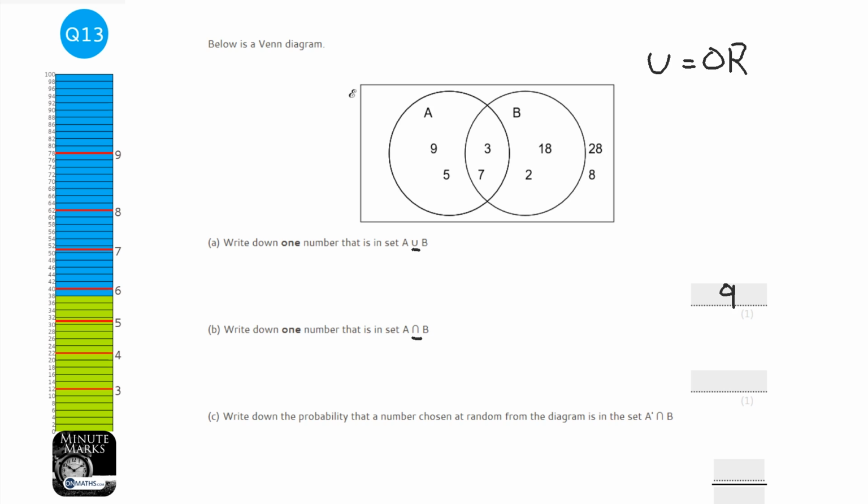This symbol here, I always view it as an and. I always put a little line there to say A for and. And it means it needs to be in A and B.